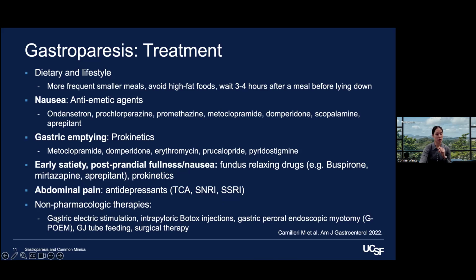And then moving on to some of the non-pharmacologic therapies. Again, there's been a lot of interest in particular in G-POEM in the last few years, as well as gastric electric stimulation. There's also Botox injections, although in the guidelines, this is actually not recommended based on some small RCT trials that showed no benefit or no improvement in symptoms. And then you can always consider other invasive strategies such as surgery or G-J tube feeding if necessary.